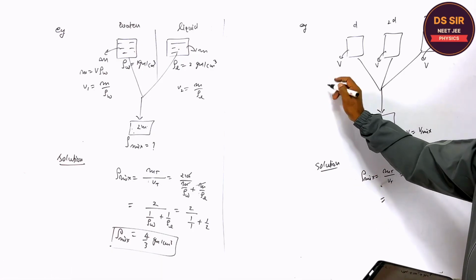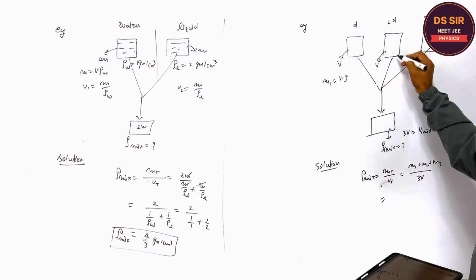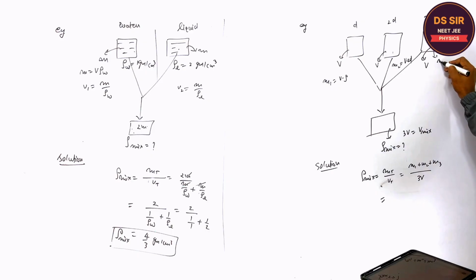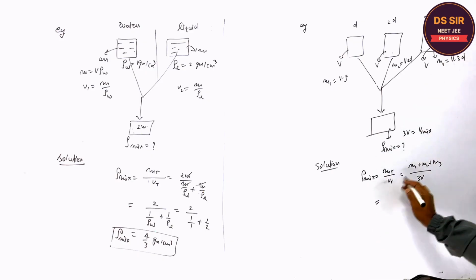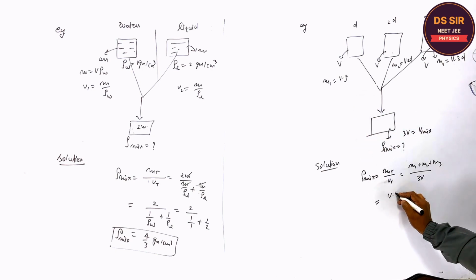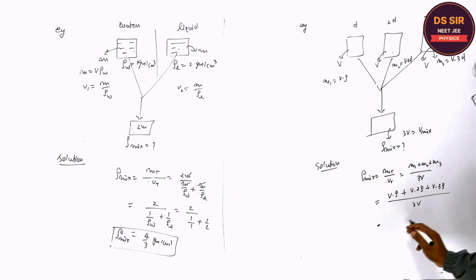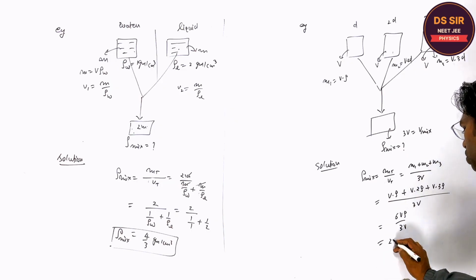So how would you write it? m1 is equal to volume into density. m2 is equal to volume into density. m3 is also volume into density. So what is the total mass? Volume into density, volume into density, volume into density, for the three liquids, so 6V rho upon 3V is equal to 2 rho.